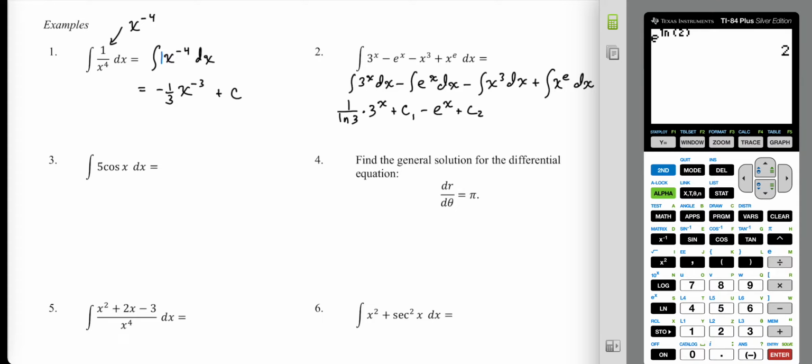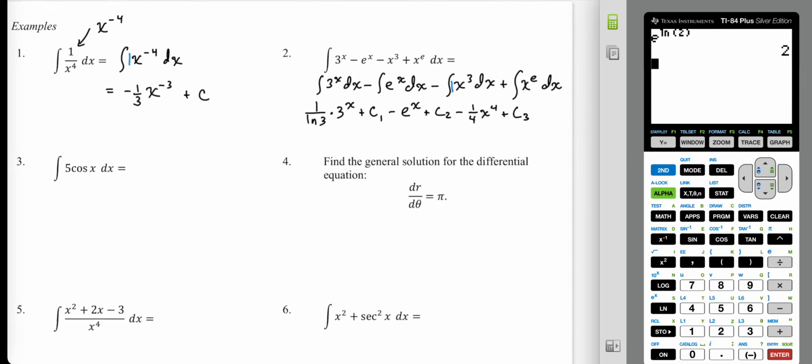X to the 3rd, that's power. So increase the exponent by 1 becomes x to the 4th. Divide by the new exponent, so that understood coefficient of 1 gets divided by that new exponent of 4. So 1/4 x to the 4th plus c sub 3.